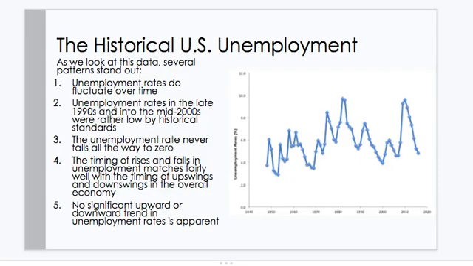Here's a look at some historical U.S. unemployment, and you can see the pattern. It's fluctuated over time. You can see that in the late 90s and the mid 2000s, it was a low unemployment rate, hasn't ever fallen to zero. The timing of rises and falls in the unemployment rate matches well with upswings and downswings in the overall economy. This says there's been no significant upward or downward trend that's apparent, and now, of course, we're in the pandemic with huge amounts of unemployment.